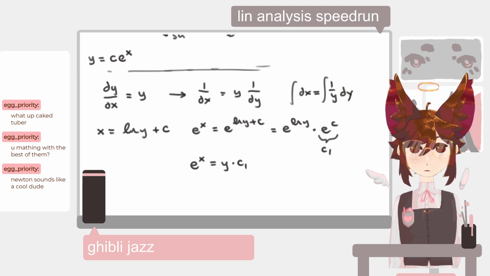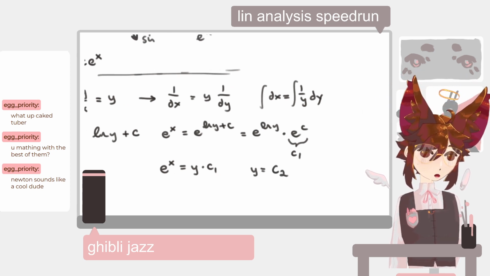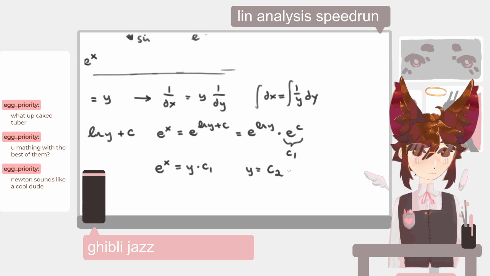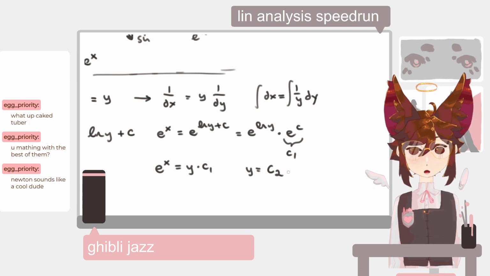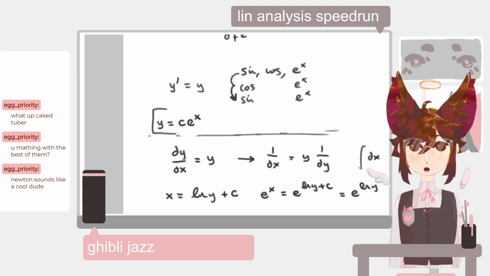So if we move this over here, we're gonna get y equals c2. I'll just say it's c2, right? Because it could be e to the negative whatever. c2 times e to the x. And that is exactly what we got when we logicked it out up here.